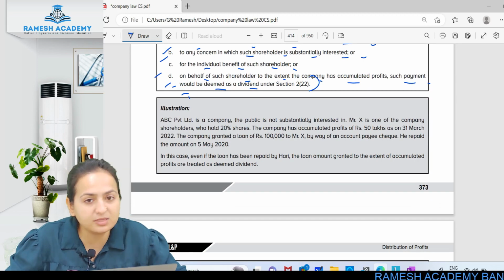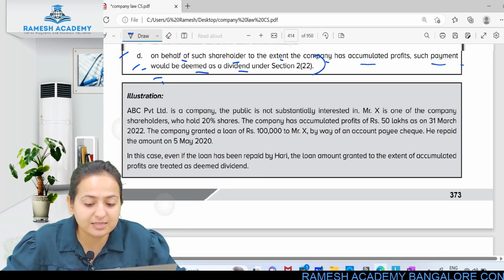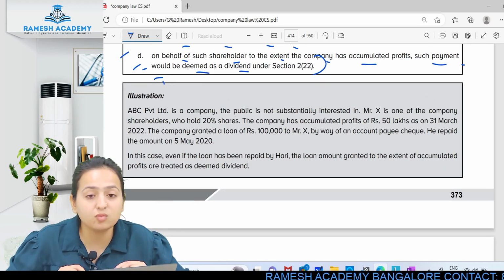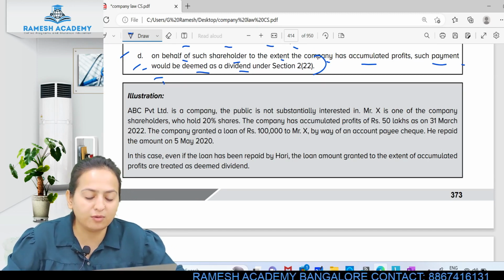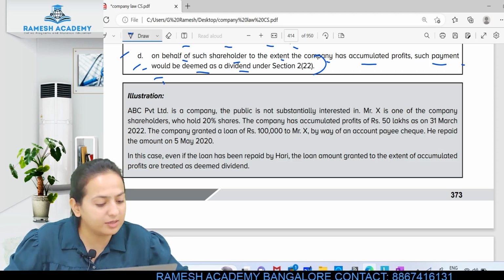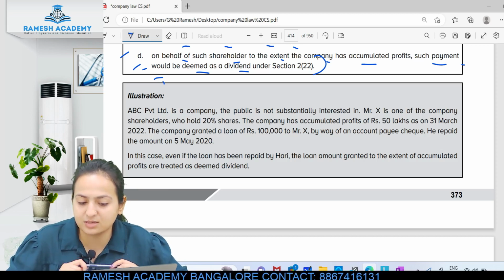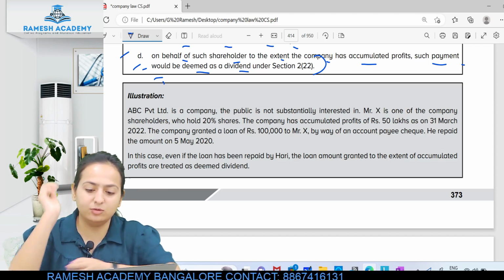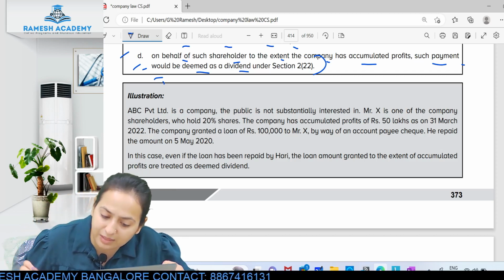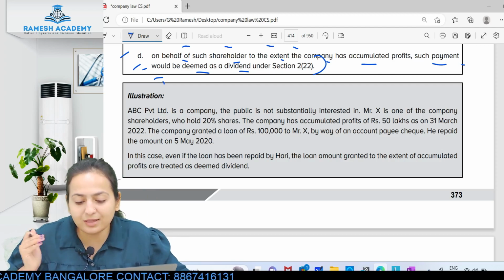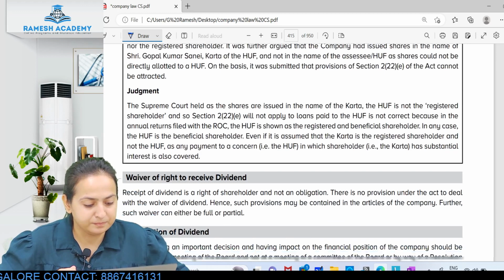The public is not substantially interested in it. Mr. X is one of the company's shareholders who holds 20% of the shares. The company has profits of 50 lakh as on 31st March. The company granted a loan of 1 lakh to Mr. X by way of account payee cheque. He repaid the amount on 5th. In this case, even if the loan has been repaid, the amount granted, to the extent of accumulated profits, is treated as an interim dividend.